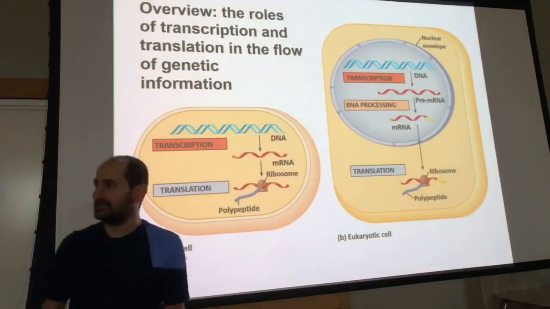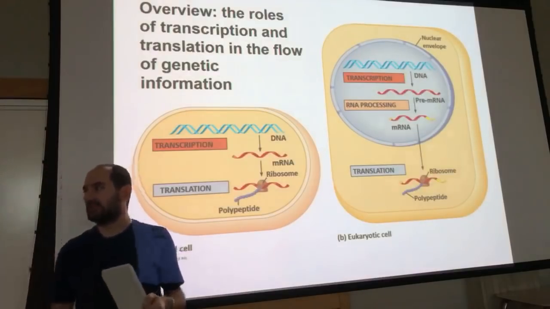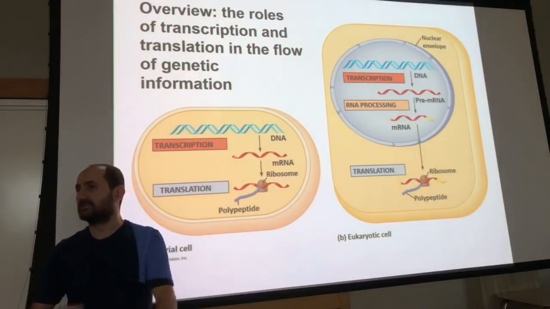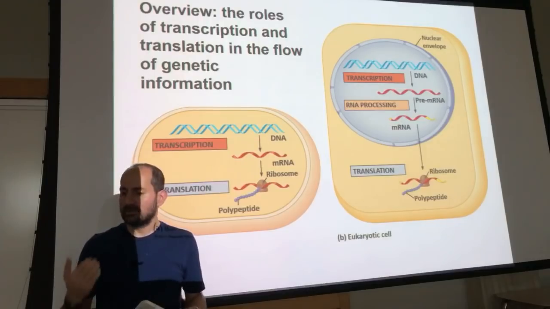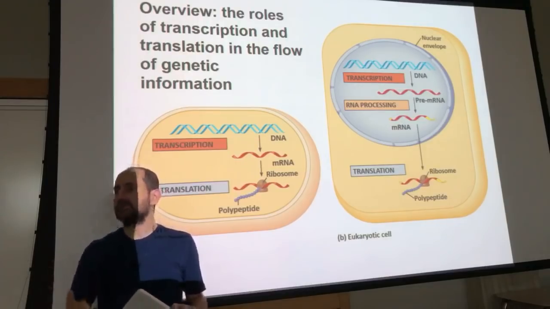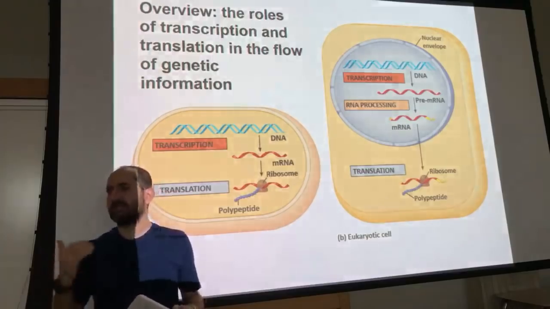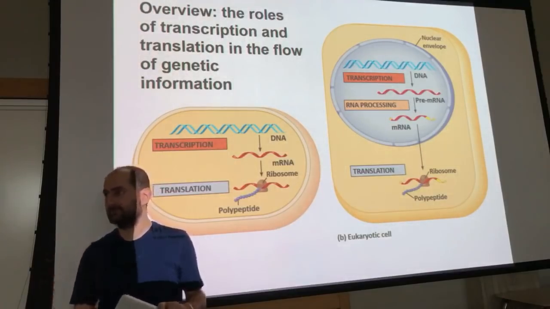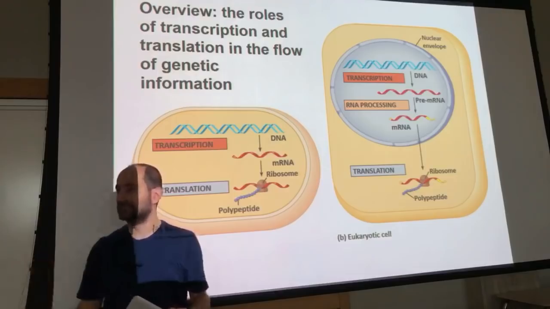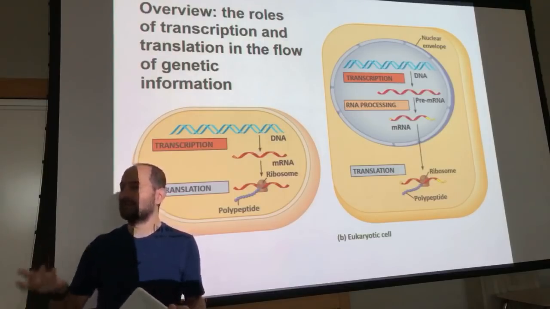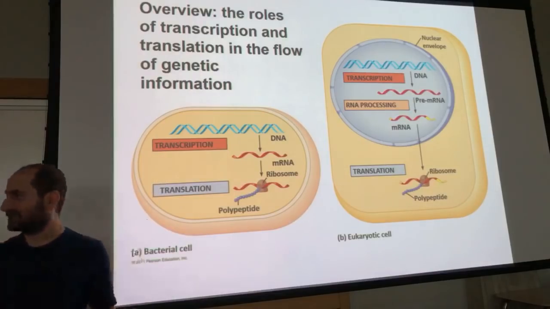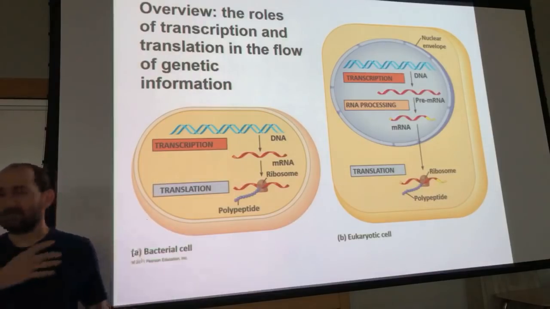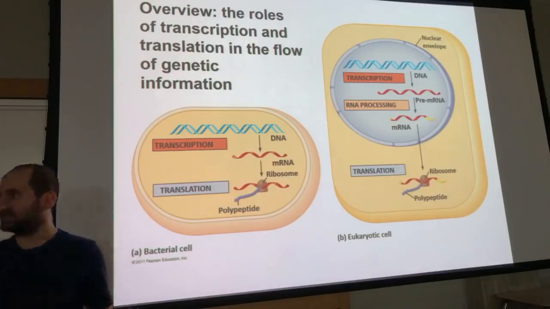Now, this is important to understand for the exam: the difference between prokaryotes and eukaryotes with gene expression. In prokaryotes, see the picture on the right, there's no nucleus. So transcription and translation happen in the same place. That's what you need to know. And that place is the cytoplasm. And they happen at the same time. What do I mean? Before transcription is even done, you can start translation. Does that make sense? You know why? Because the mRNA is matured the minute it's made. It doesn't need to be processed.